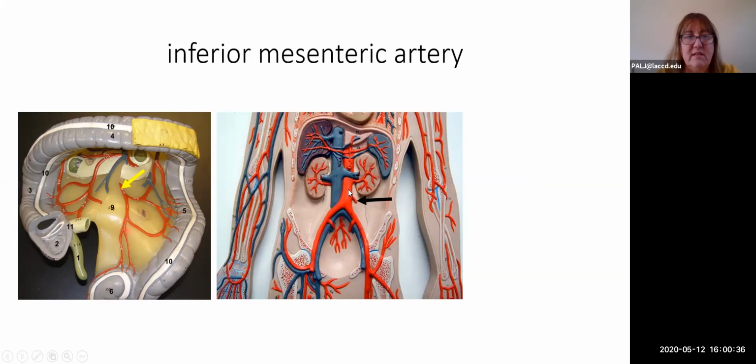the inferior mesenteric artery. Now, as you see, when it comes off, it kind of tilts to the left normally, and that's because it's only supplying blood to the left side of the large intestine. So those are the three unpaired branches.